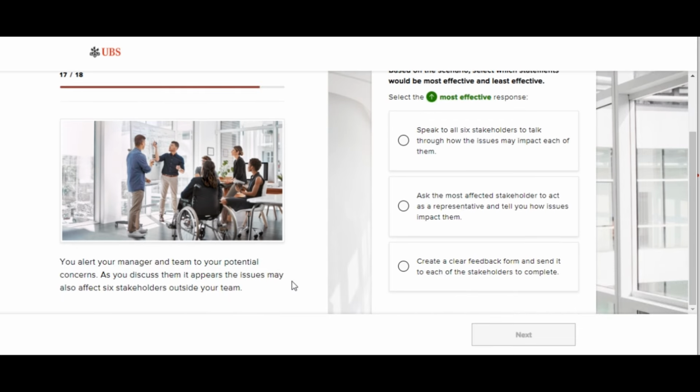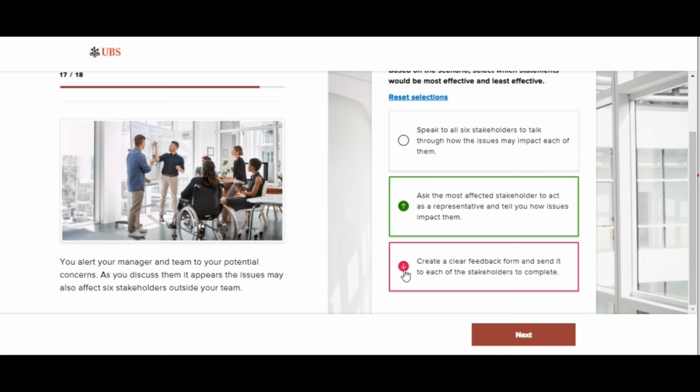You alert your manager and team to your potential concerns as you discuss them. Your issues may impact six stakeholders outside of the team. Speak to the six stakeholders to find out how the issues may impact each other. Ask the most effective stakeholder to act as a representative and tell you how the issues impacted them. Create a clear feedback form and send it to each stakeholder to complete.